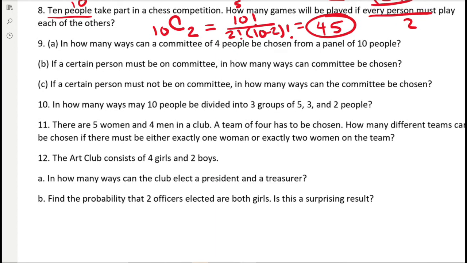And how many ways can a committee of 4 people be chosen from a panel of 10 people for part A?